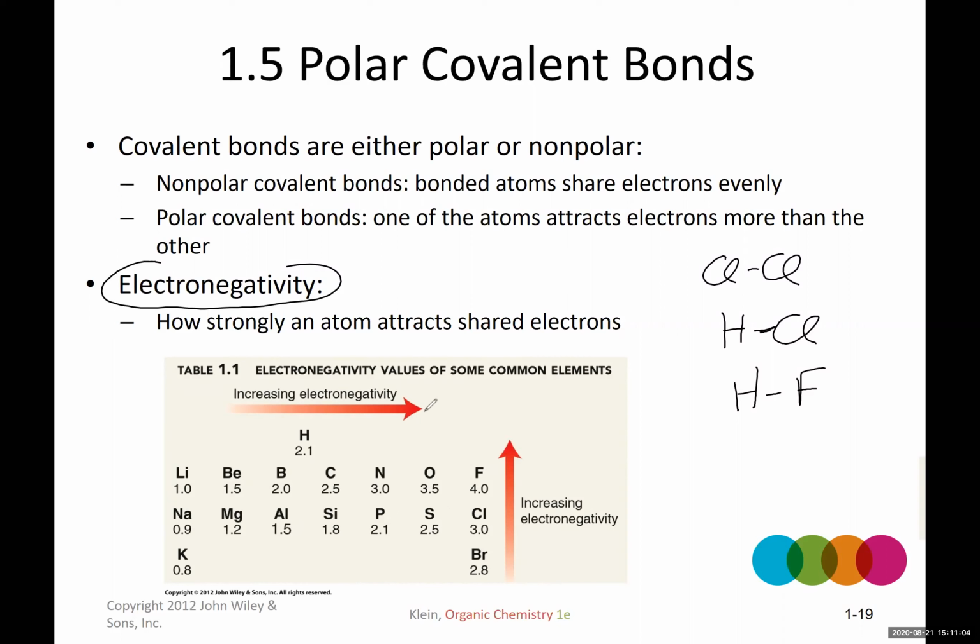The reason for that is that the radius of atoms goes down as you move up a column. As the radius goes down, the electrons are closer to the nucleus, and so they're attracted more strongly. The most highly electronegative atoms in the periodic table are in the upper right-hand corner. So let's look at the consequence of this for bonds.